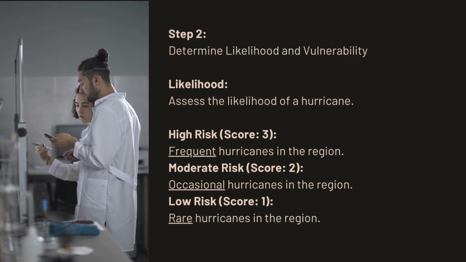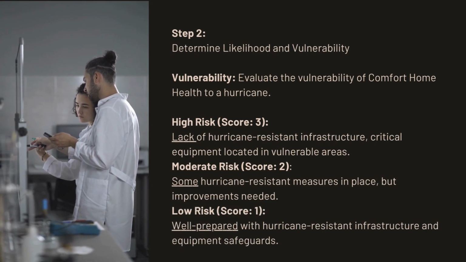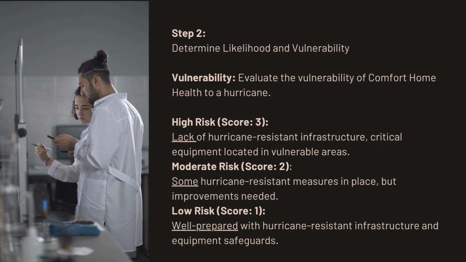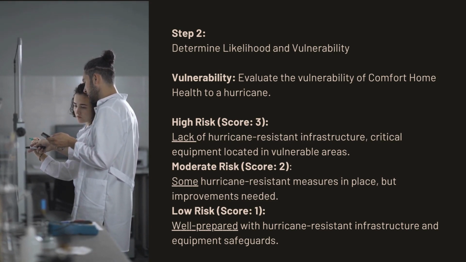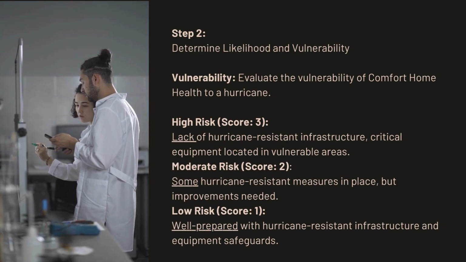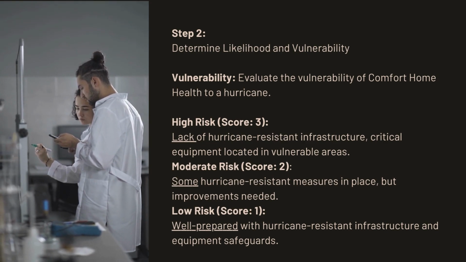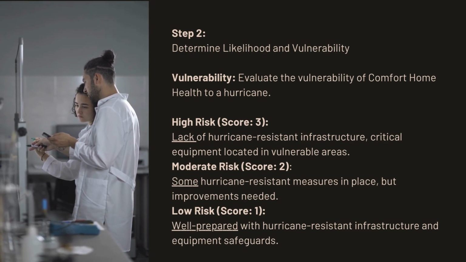the hurricane is frequent. For step 2B, you need to evaluate the vulnerability of Comfort Home Health to a hurricane. Give a score of 1 for low risk, meaning Comfort Home Health is well prepared with hurricane-resistant infrastructure and equipment safeguards, 2 for moderate risk, and 3 for high risk.